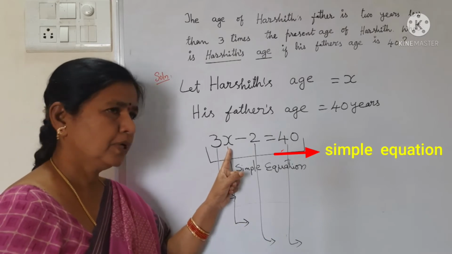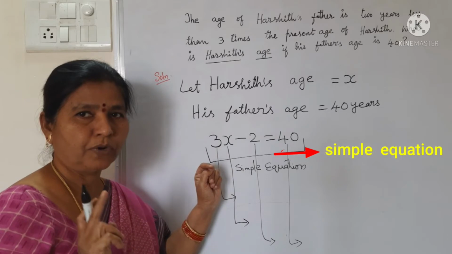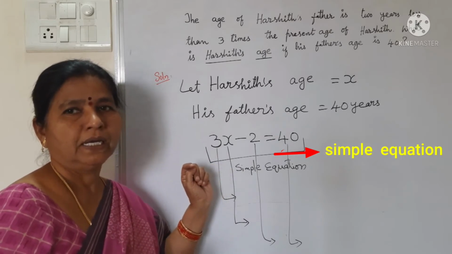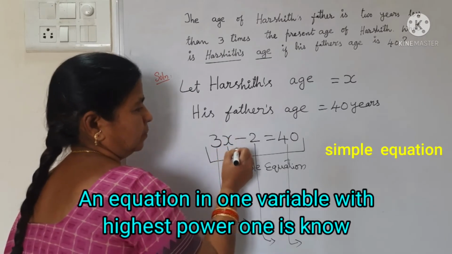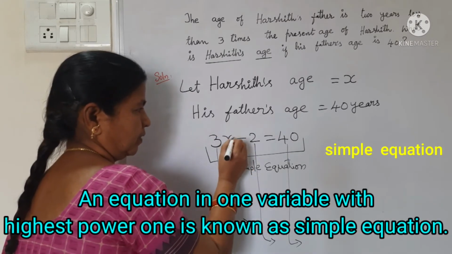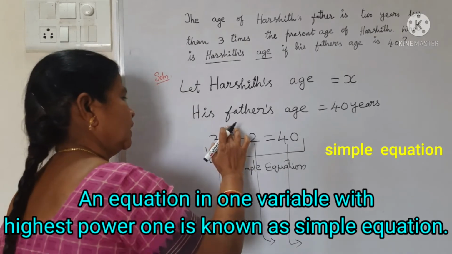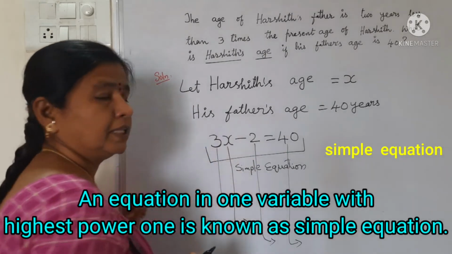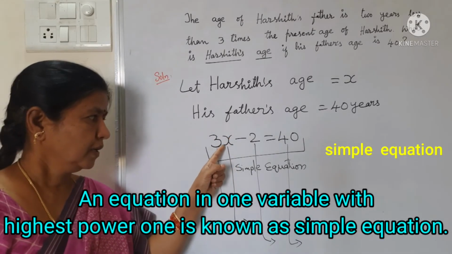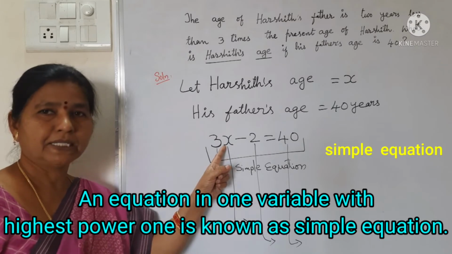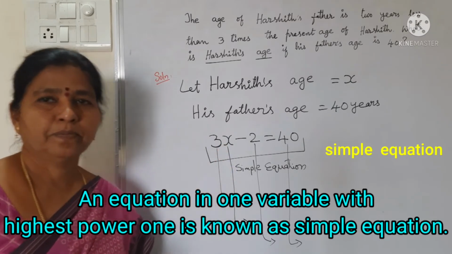Any equation with one variable and power 1 is called simple. Power means exponent. If nothing is written as the power of the variable, it is taken as 1. We need not write 1, even then it is understood that the power is 1. So if the variable has power 1 and there is only one variable, it is called a simple equation.